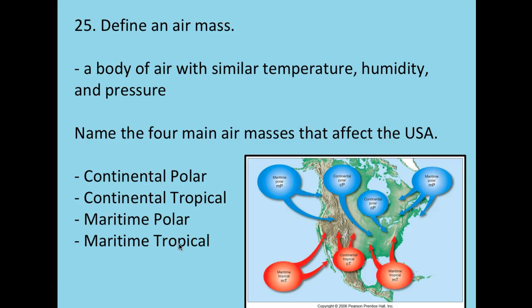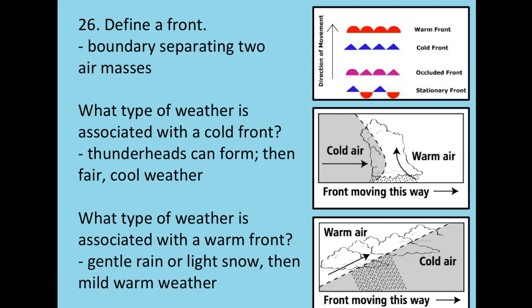So continental, polar. Continental is referring to being over land. Polar is referring to having a cooler temperature as coming from the poles. Continental, tropical, so over the land, but also has a lot of warmth with it. Maritime, polar, is going to be over the water, but also cold. And then maritime, tropical, is going to be over the water, but also is going to be warm. So it's going to carry moisture, warm moisture, basically.